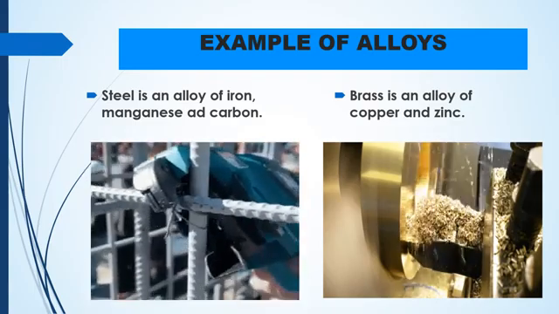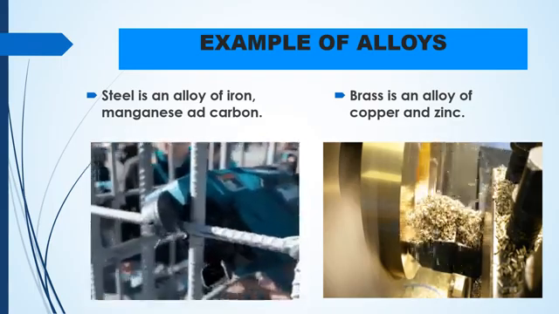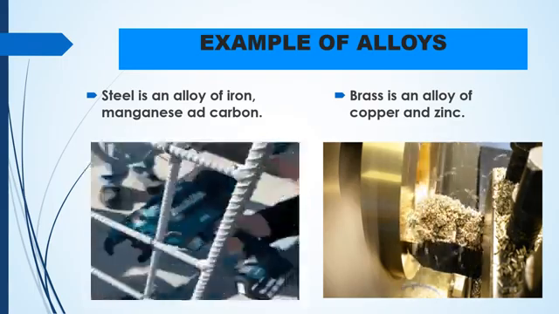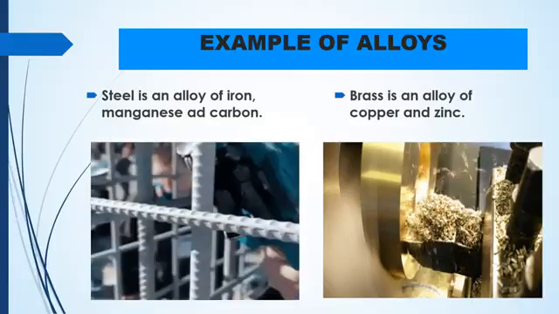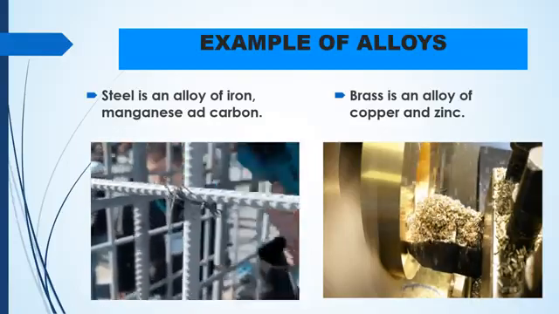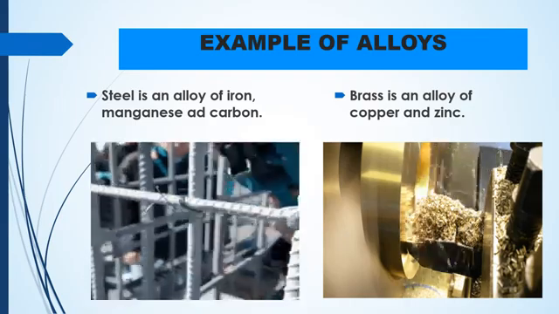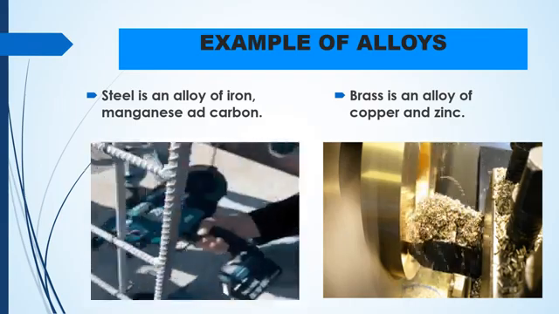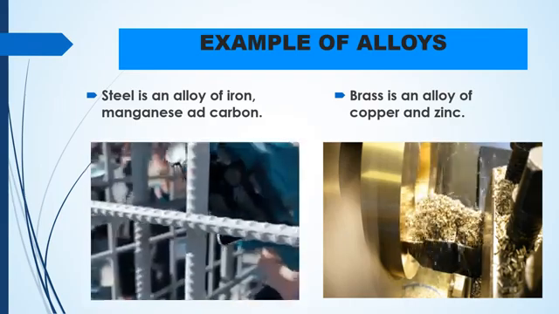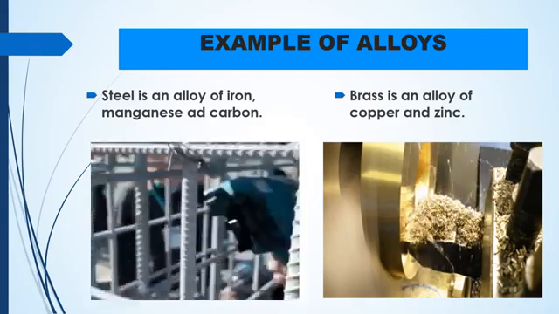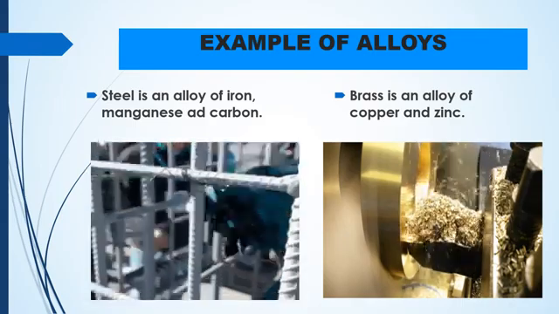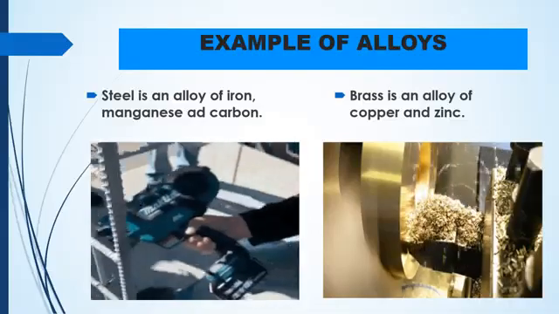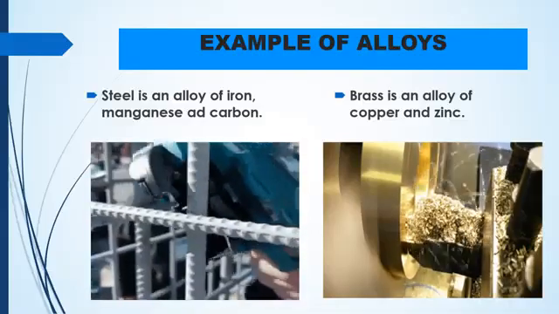Next, brass. Brass is an alloy of copper and zinc. Copper is a reddish brown metal and zinc is a white metal. When these two are mixed, we get a yellowish brass metal. So when mixing two or more metals, or metals and non-metals, we get another solid structure of metal.